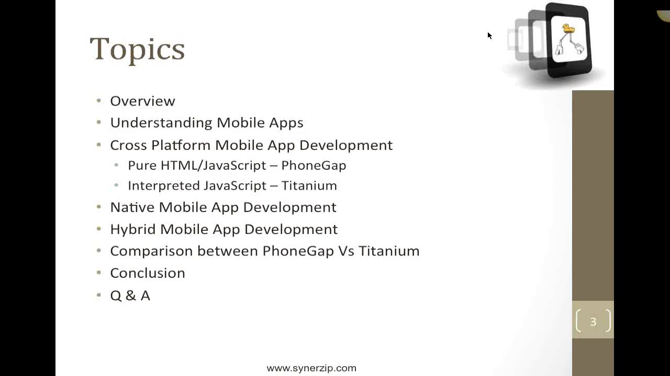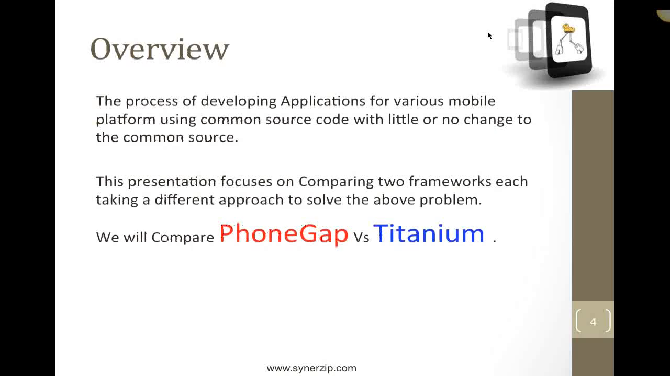The way I would define cross-platform mobile application development is, it's a process of developing applications for various mobile platforms using a common source code with little or no change to the common source. In this presentation, we'll focus on comparing two frameworks, which are the leaders in solving the cross-platform mobile application development problem, namely PhoneGap and Titanium Mobile.